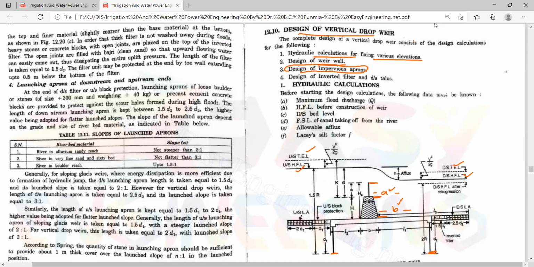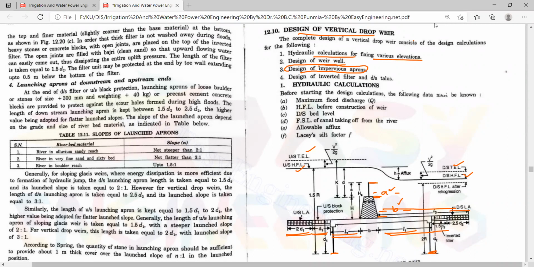We are going to calculate the length of the upstream side launching off-run, the length of the downstream side launching off-run, and the length of upstream protection work, that is L2, and the length of downstream side protection work and inverted filter. So this is L1, this will be small L2, and this will be L3. After calculation of L1, L2, L3, we're going to calculate 2D1, the length of launching off-run, the length of upstream protection work, the length of inverted filter, and the length of downstream side launching off-run.